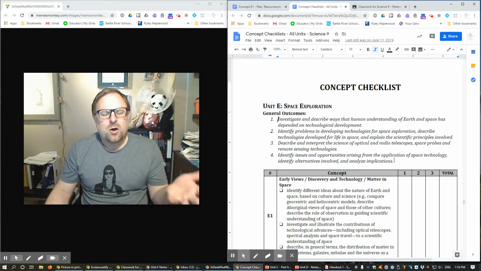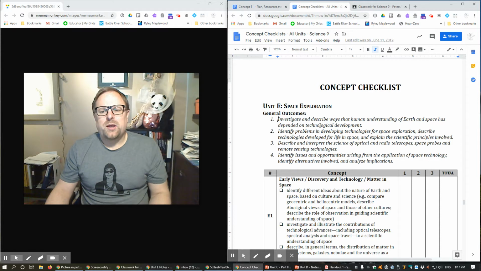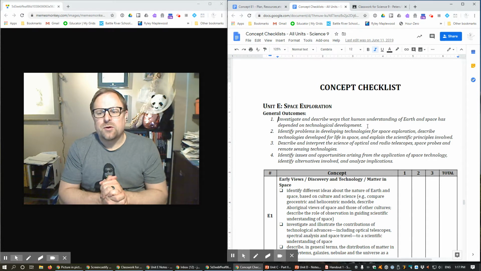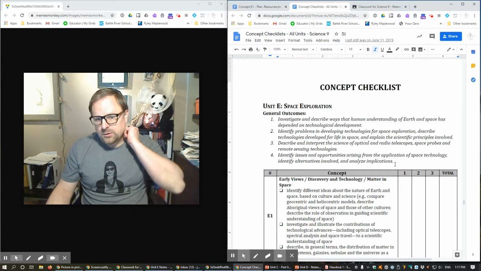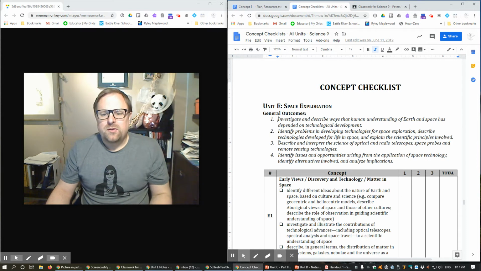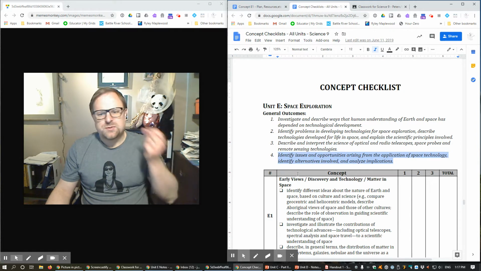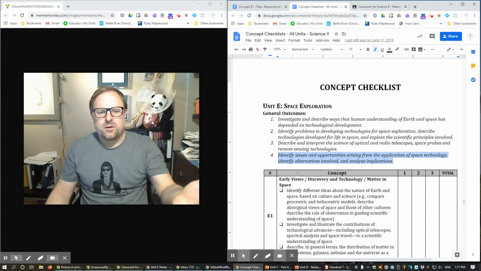And we're going to be having 4 general outcomes that we're going to try to cover throughout this unit. The first one is we're going to investigate and describe ways that human understanding of Earth and space has depended on technological development. Then we're going to identify problems in developing technologies for space exploration, describe the technologies developed for life in space, and explain the scientific principles involved. We'll demonstrate and interpret the science of optical and radio telescopes, as well as space probes and remote sensing technologies. And then finally, we'll identify any issues and opportunities arising from the application of space technology, identify alternatives involved, and analyze any applications.